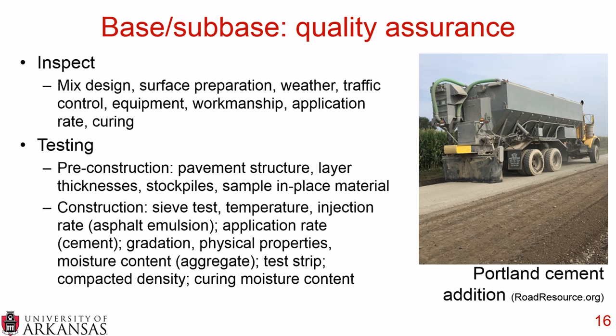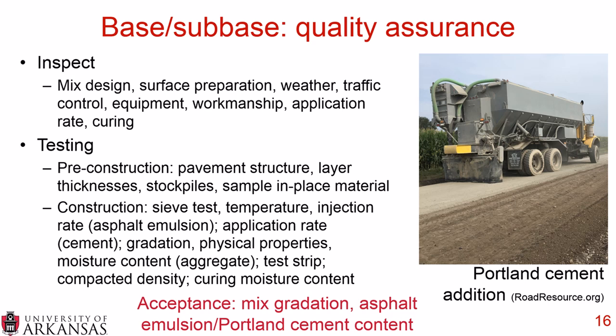Once you've compacted your material, you may want to check the compaction density. You may want to establish a roller pattern as you go on. And then finally, the moisture content as the material cures is important. And when we think about acceptance criteria for agencies, you want to make sure at a minimum you are hitting your mix gradation. So if you take a sample afterwards, you want to make sure that gradation is appropriate, and you're hitting the correct asphalt emulsion and Portland cement content. So those are the three key things for acceptance from an agency perspective.